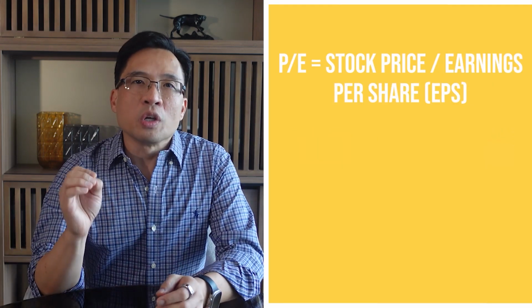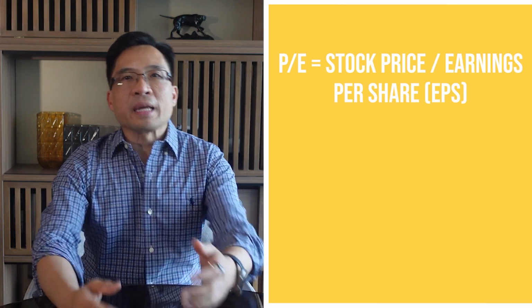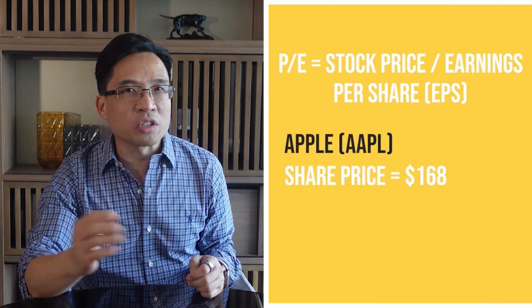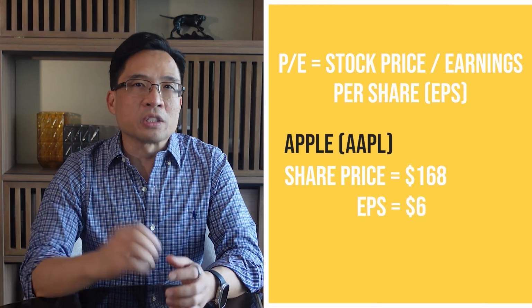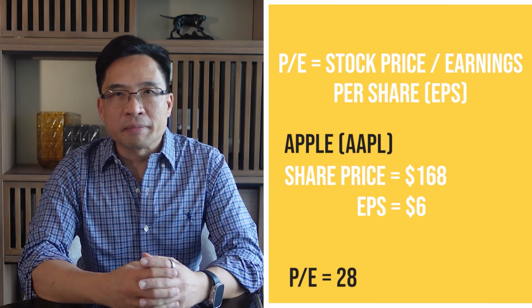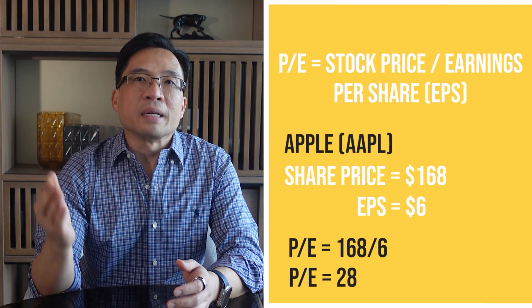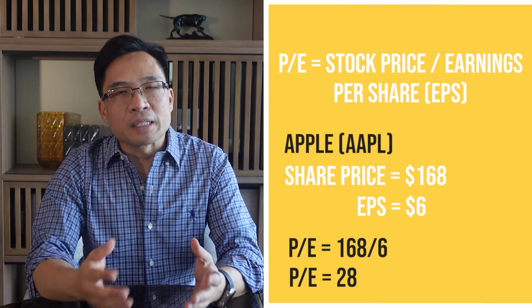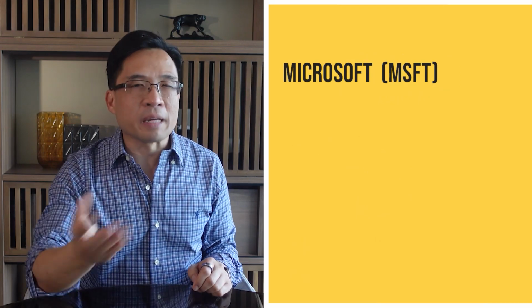PE is equal to the stock price divided by the earnings per share. For example, let's say that Apple is trading at $168 per share and it has earnings per share of $6. That means that it has a PE ratio of 28. That is the price of $168 divided by $6 in earnings per share. That equals 28.